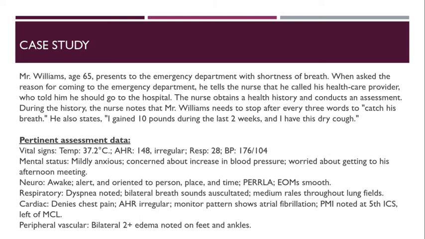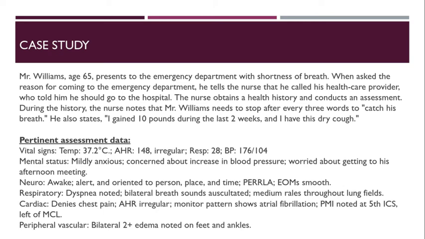Pertinent assessment data: he has a temp of 37.2, heart rate is 148 and irregular, respirations are 28, blood pressure is 176/104. Mental status: he's mildly anxious, concerned about his increased blood pressure, and worried about getting to his afternoon meeting. Neuro: he's awake, alert, oriented to person, place, and time. PERRLA, EOM smooth. Respiratory: dyspnea noted, which I would expect. Bilateral breath sounds, medium rales throughout the lung fields.